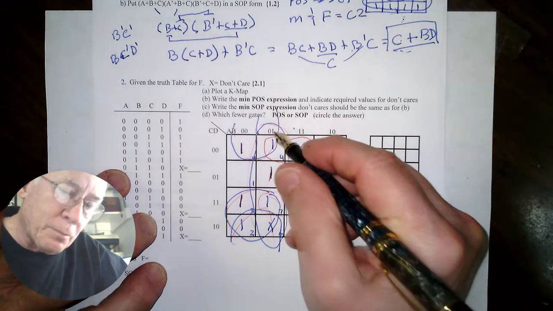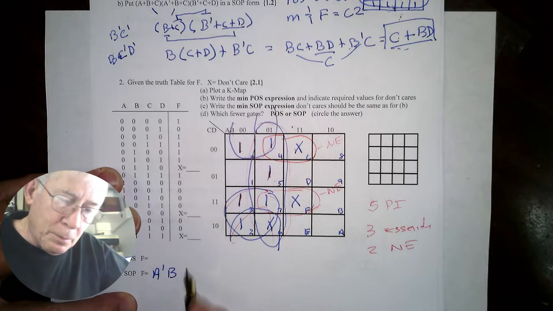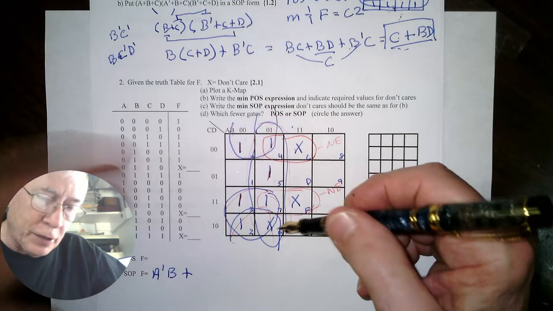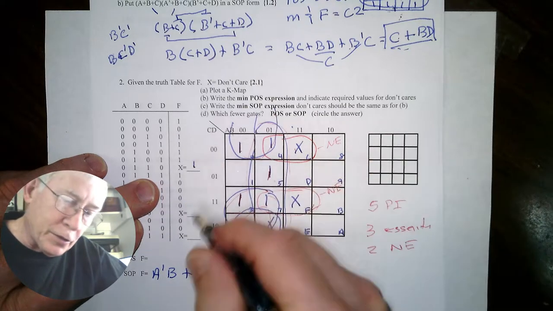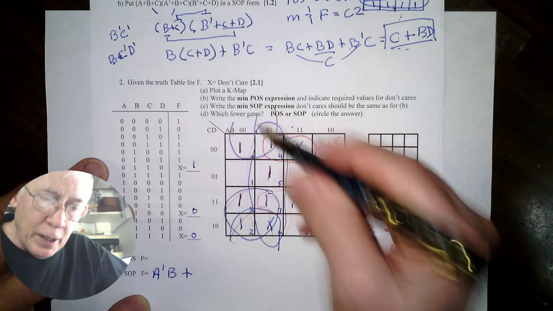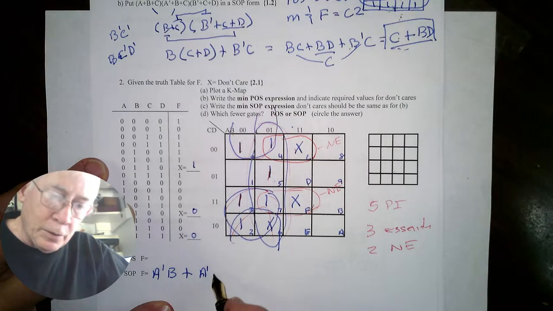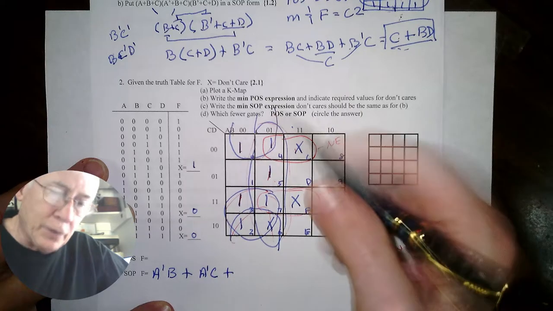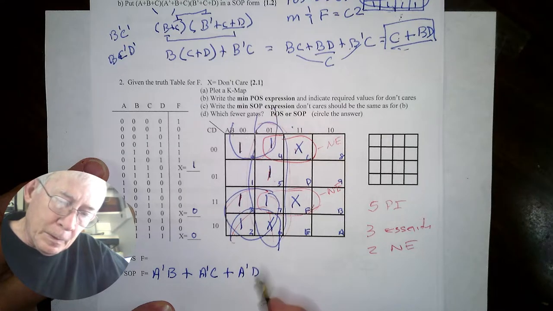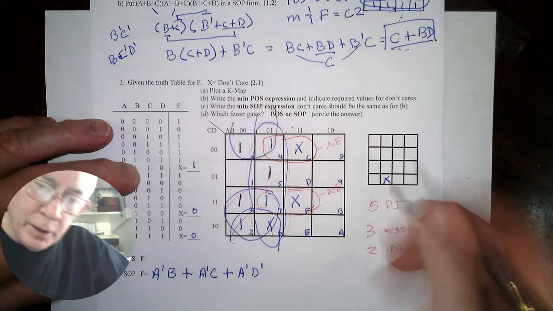So this row, this column is easy. It's just A prime B. So I'll write this down. SOP form is A prime B plus, I do use this don't care down here, so this is definitely going to be a 1. These others I'm going to take as zeros. And then this group of 4 down here is going to be A prime C. Oh, yeah, A prime C. And then this group, this wraparound group, is going to be A prime D prime. So that's my solution.